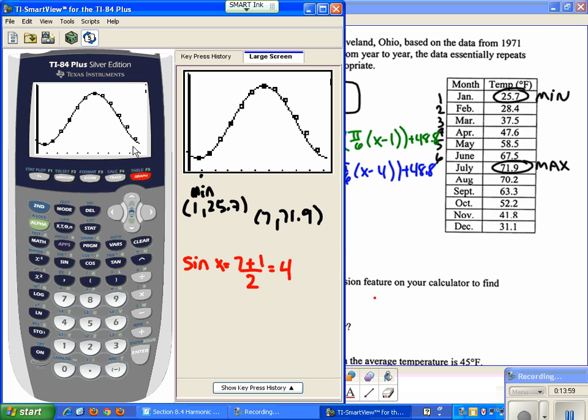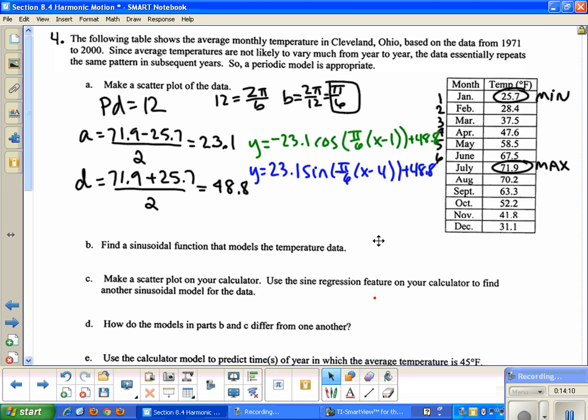And notice that it looks like it fits pretty well, except for right around here. And then there's the second equation with the sine graph, which essentially is the same thing. I just made it a little bit thicker so that you could see it's the same line. So either of the two equations would be good.